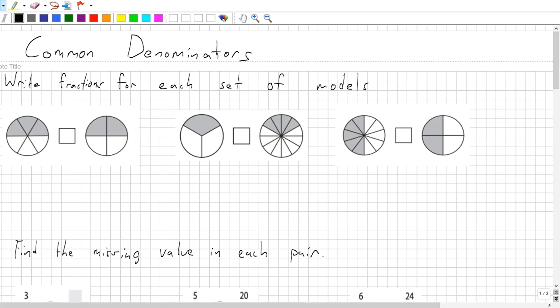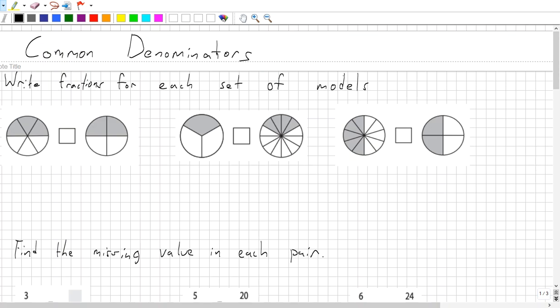So in this lesson we're going to look at common denominators. Common denominators are needed in order to add and subtract fractions, mixed numbers, improper fractions, and so on. First thing we're going to look at is writing fractions based on models.